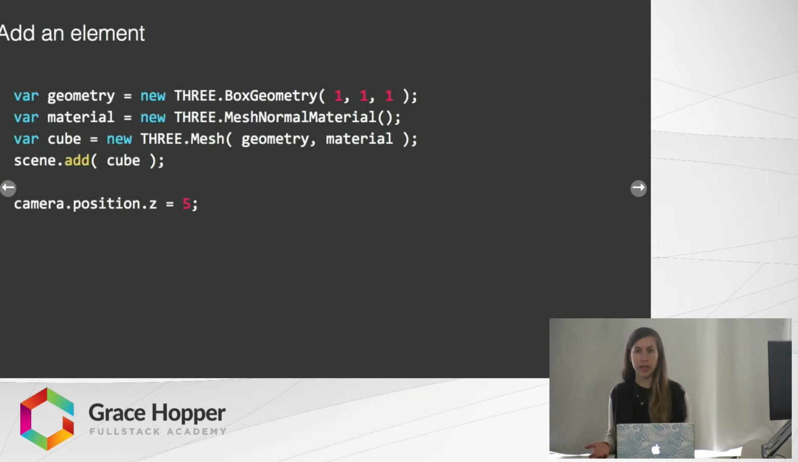Now we can add our element. In this case, we're going to add a simple cube. So we use Three.js box geometry, and we give it the X, Y, and Z coordinates. And we add the material, and we put them together in the mesh and add it to the scene.